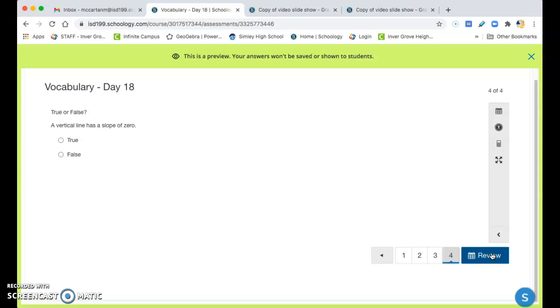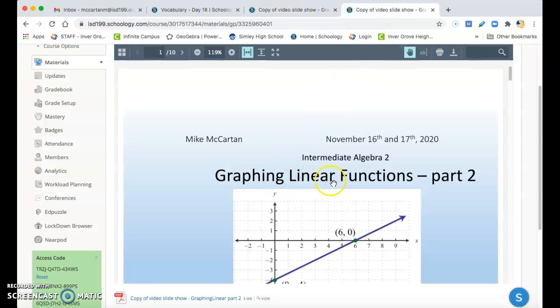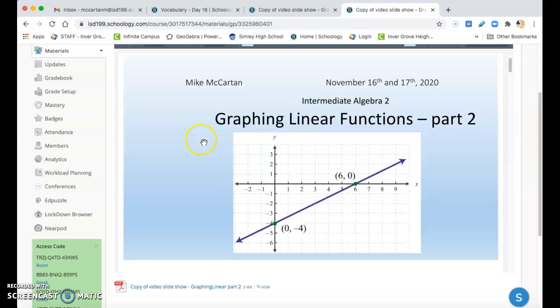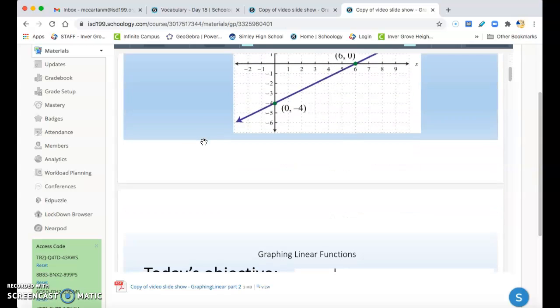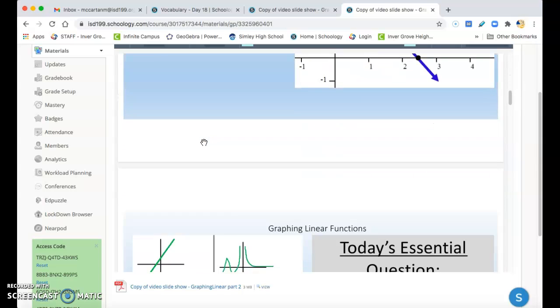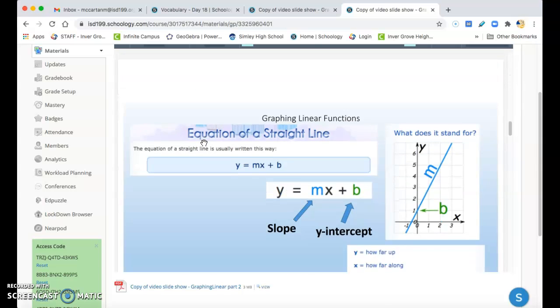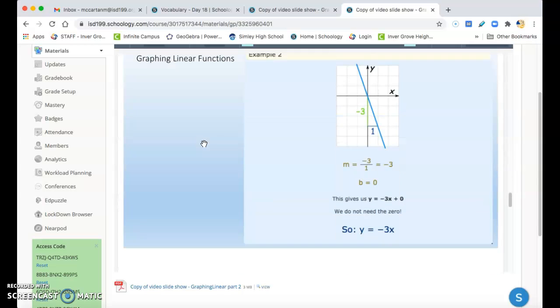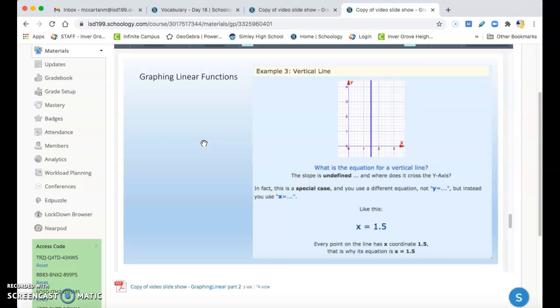True or false? A vertical line has a slope of 0. All right, guys, this is the bottom green folder. This is the PowerPoint from the slideshow or from the video. It's a PDF document now. I'm going to scroll down here. There's something about vertical lines in here. That's not it. Vertical, not quite. But there's a vertical line. It says the slope is undefined. It says the slope is undefined for a vertical line.